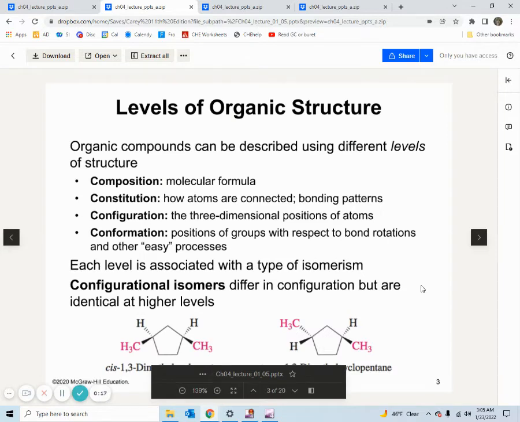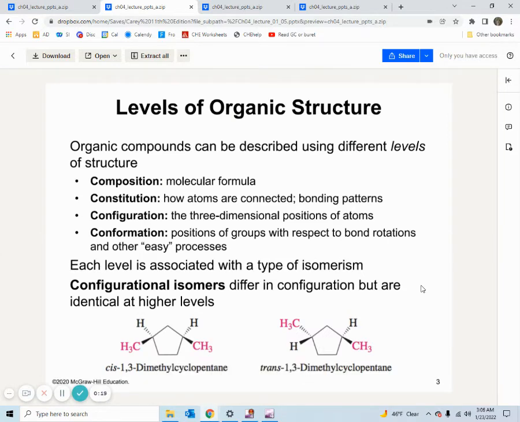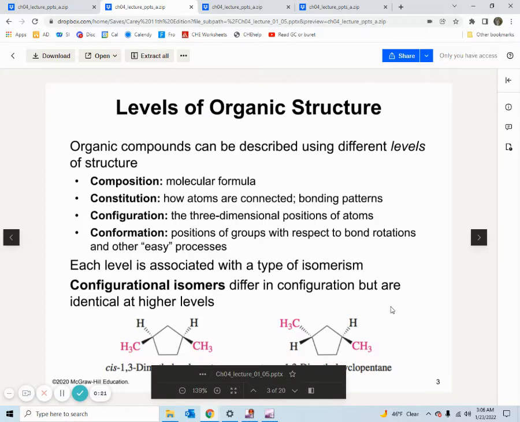Levels of organic structure. Organic compounds can be described using different levels of structure, starting with composition, the molecular formula, constitution, how the atoms are connected and their bonding patterns, configuration, which is the three-dimensional positions of atoms, and the conformation, positions of groups with respect to bond rotations and other easy processes. Each level is associated with a type of isomerism.